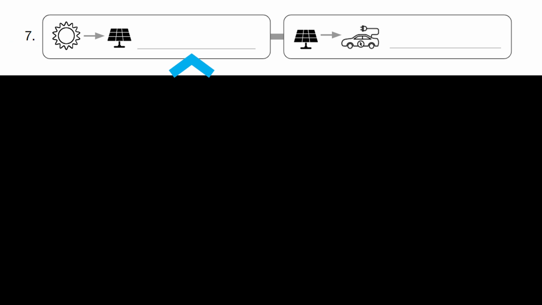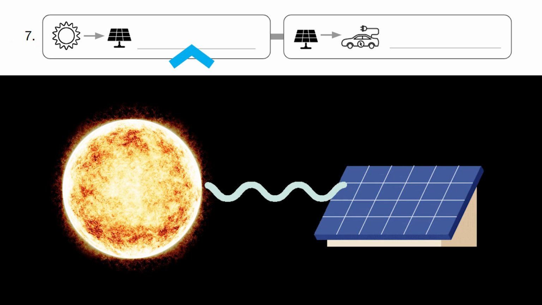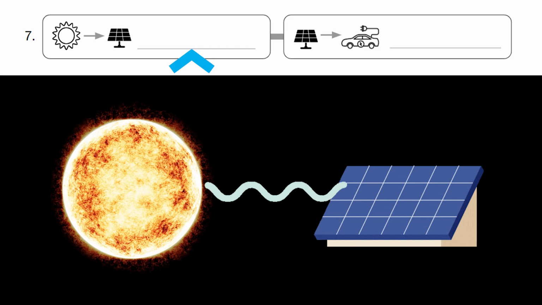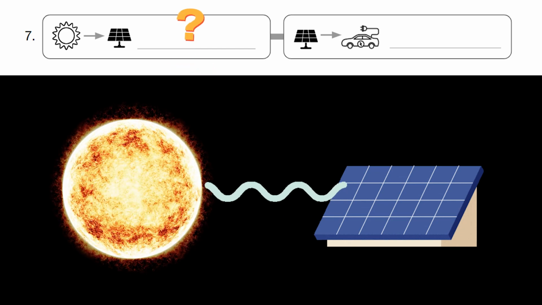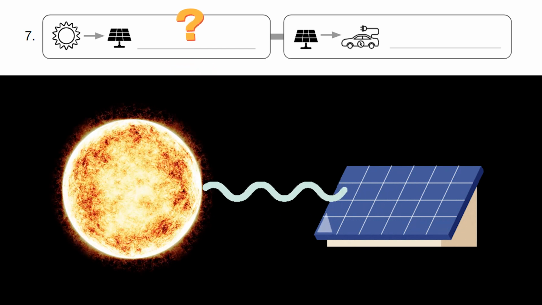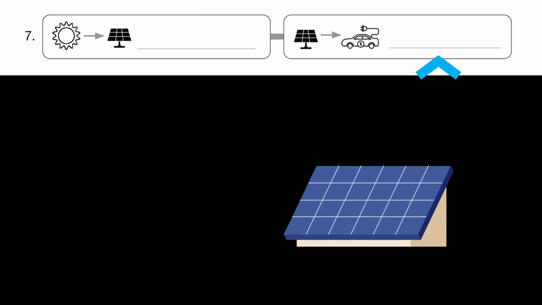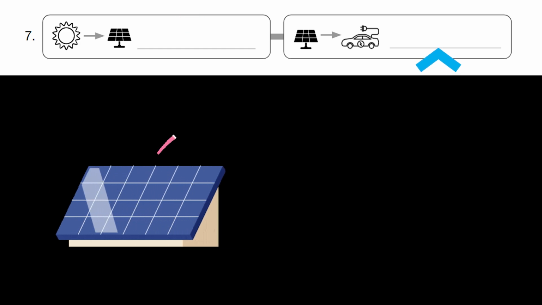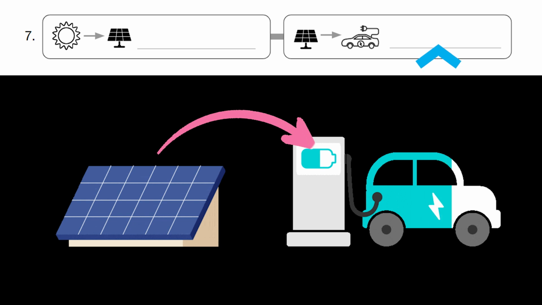Next, let's look at section number 7. First, energy is traveling from the sun to solar panels here on Earth. What kind of energy is being transferred here? And then, the solar panels transform that energy and send it to places where it can be transferred into vehicles to charge them up. What form of energy is being transferred here?